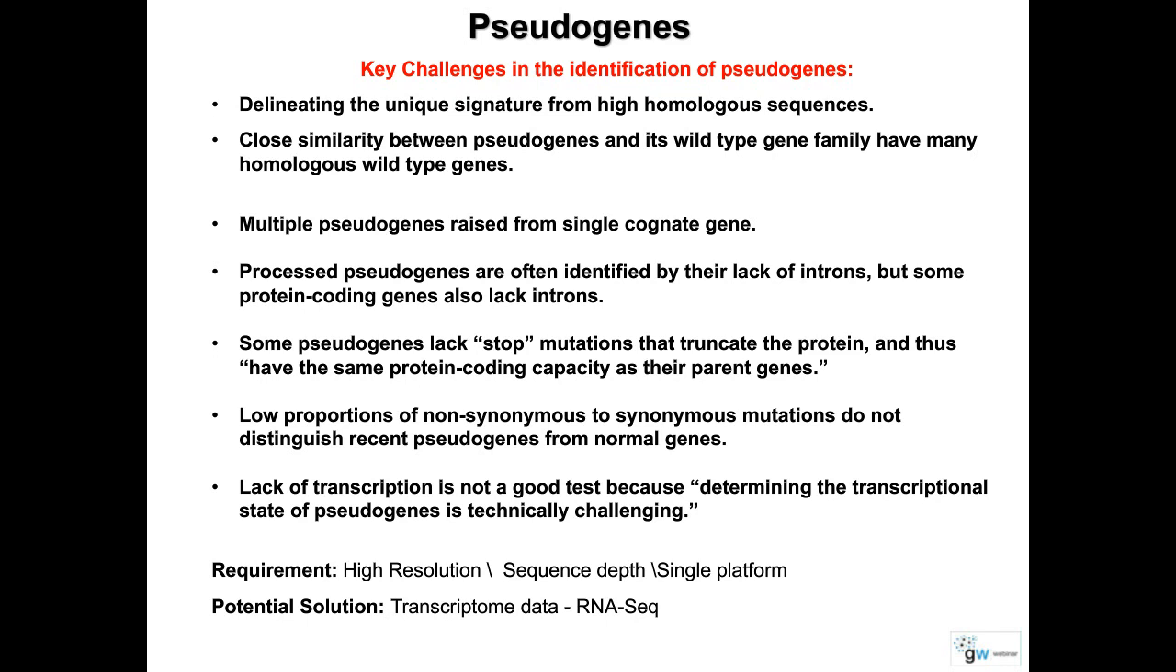Some pseudogenes lack stop mutations that truncate the protein and thus have the same protein coding capacity as the parental gene. The mutations acquired in the pseudogenes may not affect the open reading frame. So if the pseudogene is expressed and it is making protein, it might be similar to the wild type gene, of course with a few amino acid changes. It could be synonymous or non-synonymous mutations depending on the case that we are looking at. So these are some of the challenges associated with analyzing pseudogenes.